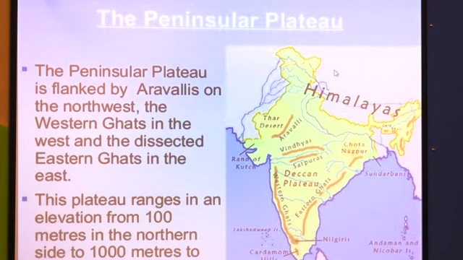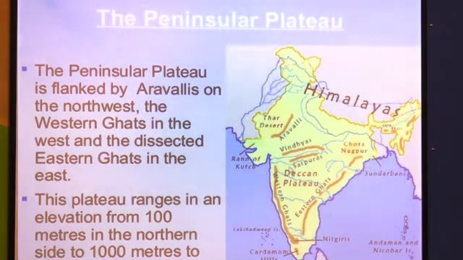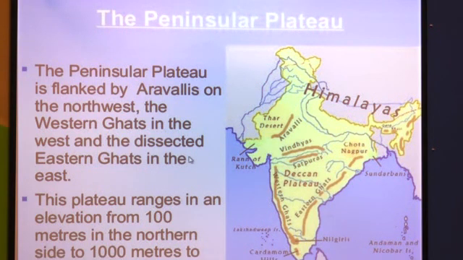The location of the peninsular plateau is in the southern part of India. See that the plateau is divided into two sections. The northern part is called the Central Highland and the southern part is called the Deccan Plateau. The Peninsular Plateau is flanked by the Aravalli on the northwest, the Western Ghat in the west, and the dissected Eastern Ghat in the east. First one, see and listen carefully.